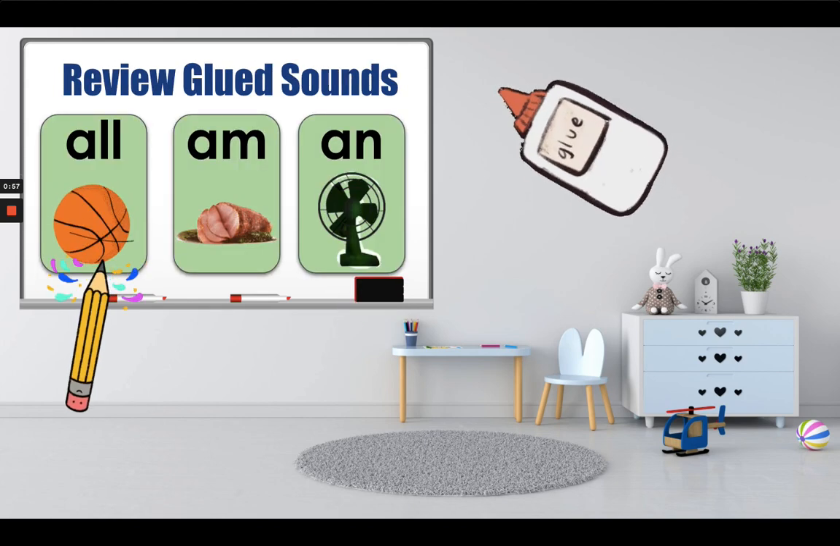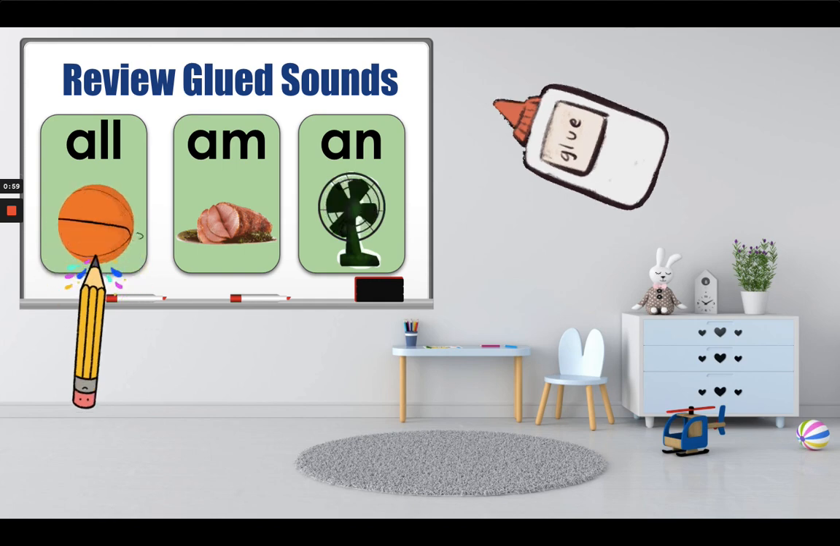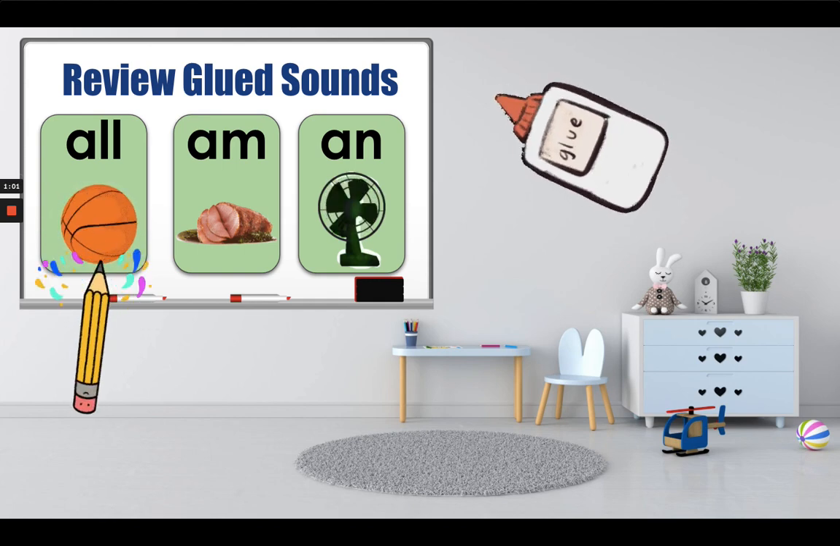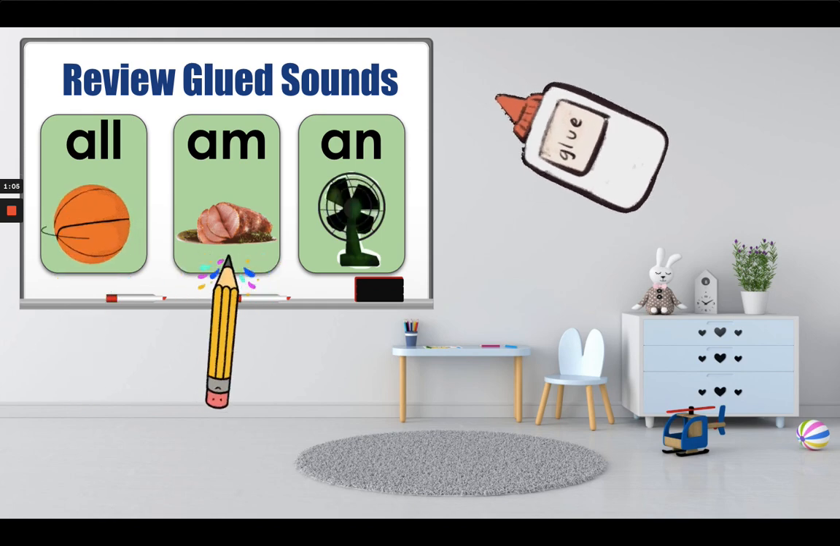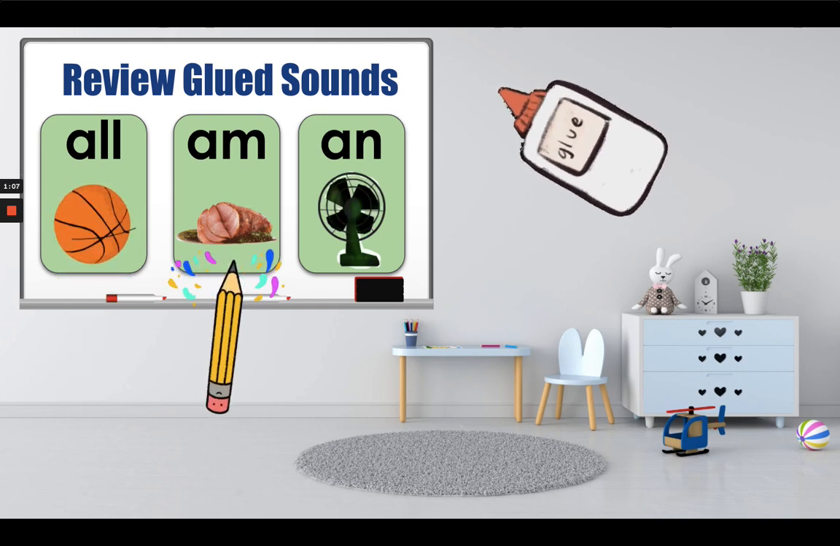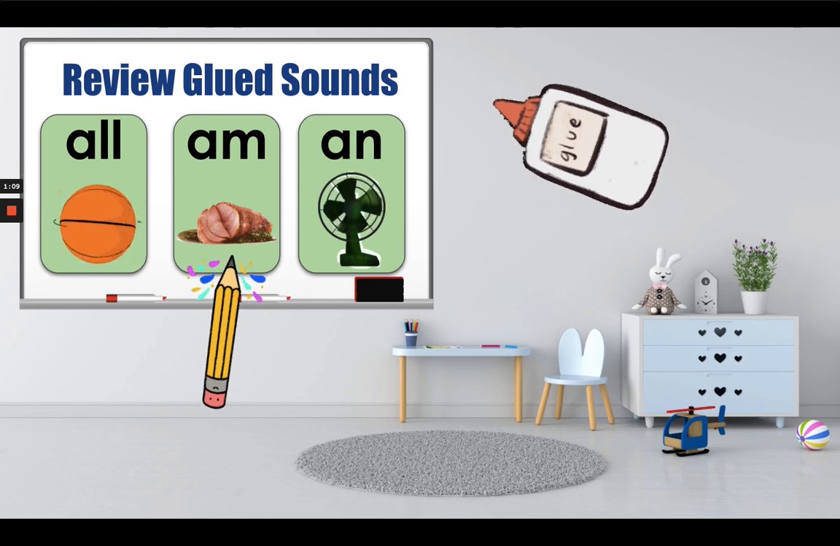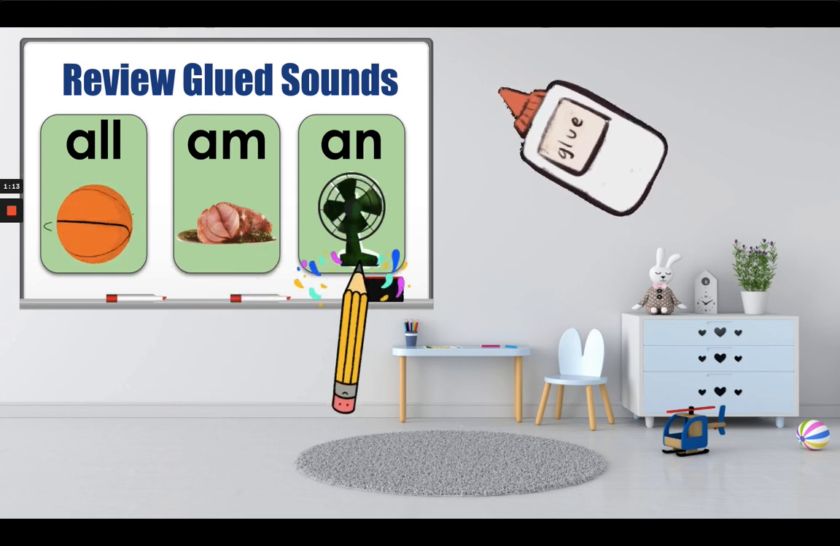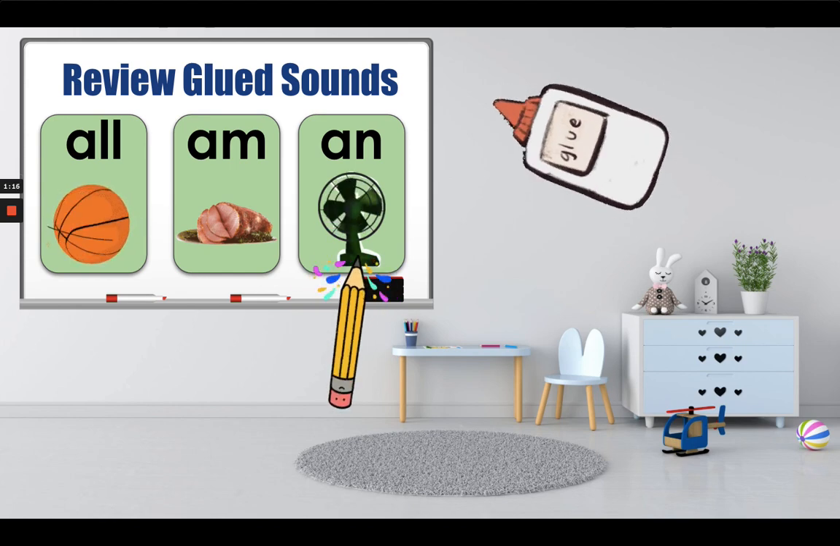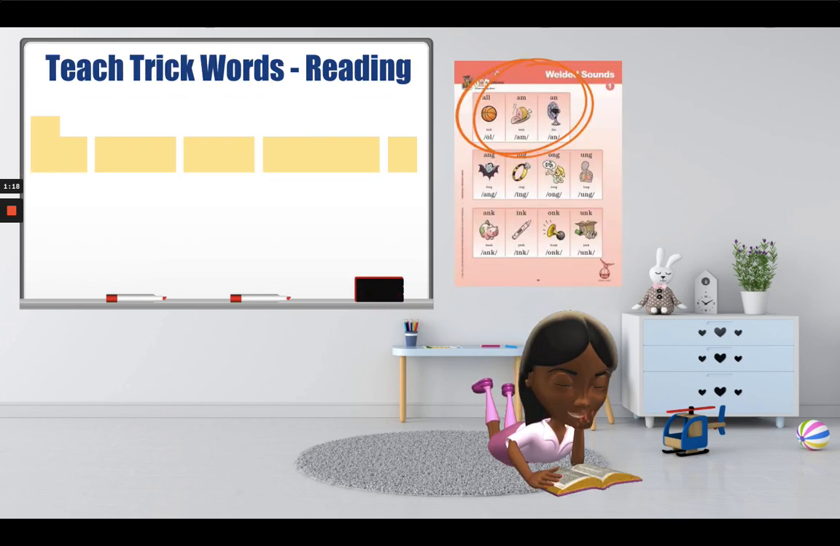Now let's review our glued sounds. A-L-L, ball, all. A-M, ham, am. A-N, fan, an. Awesome. Now it's time to teach some new trick words.